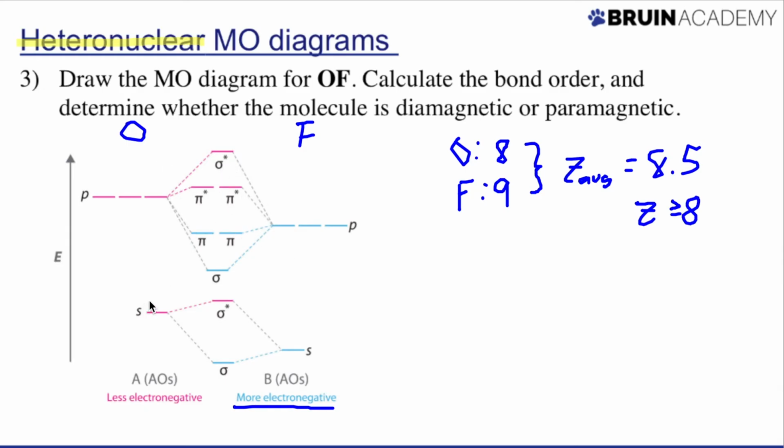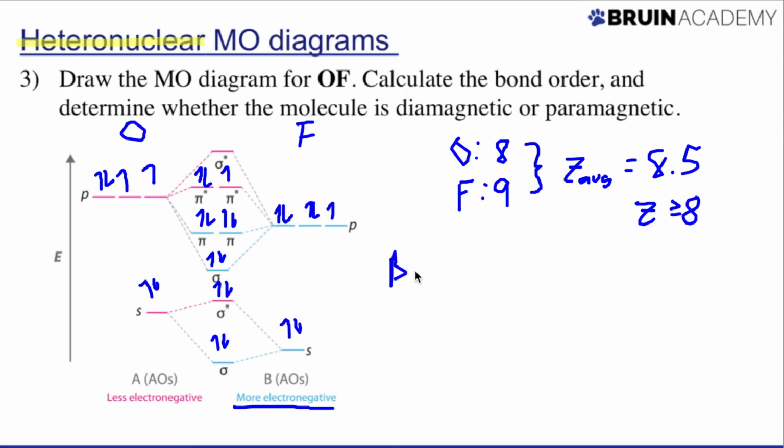So oxygen has a total of 6 valence electrons, so I put them in 1, 2, 3, 4, 5, 6. Fluorine has 7, 1, 2, 3, 4, 5, 6, 7. In total, 6 and 7 is 13, so I fill them in right down the middle. 1, 2, 3, 4, 5, 6, 7, 8, 9, 10, 11, 12, 13, right? And so notice how everything's the same except one of these atomic orbitals is slightly lower energy than the other, and the one that's lower is more electronegative.